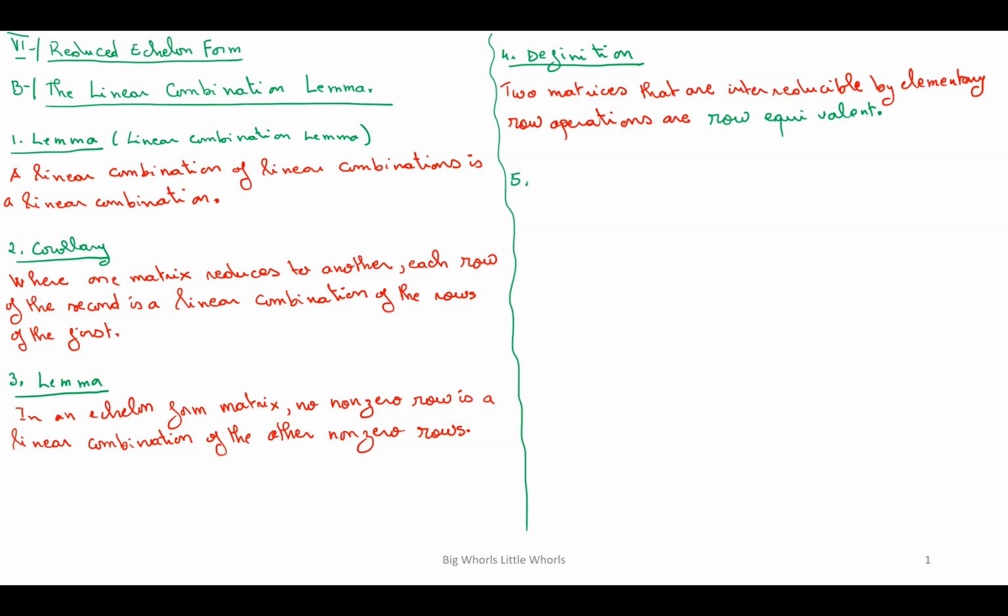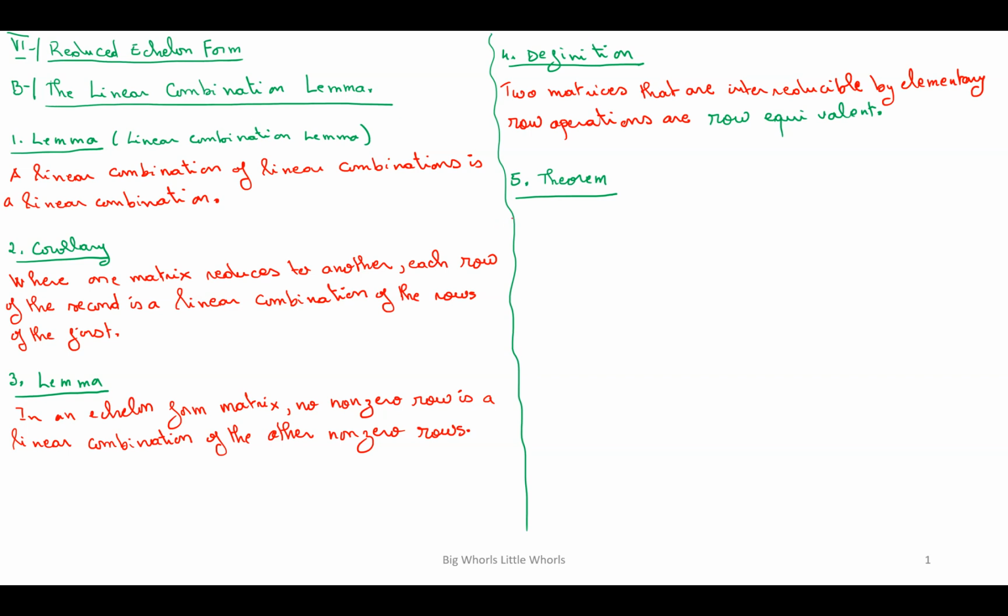So number 5, let's have a look at the following theorem. The theorem says each matrix is row equivalent to a unique reduced echelon form, and this theorem is very important to the tutorial we will be doing next. Basically, when you are asked to say whether two or more matrices are row equivalent, what do you do? You get the reduced echelon forms and you compare them, because if they are row equivalent, they should reduce to the same reduced echelon form.